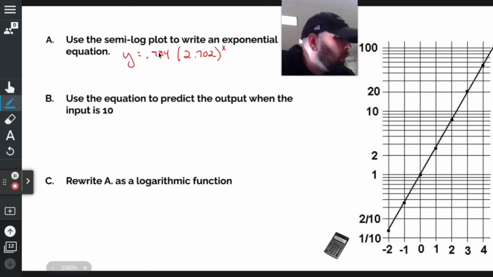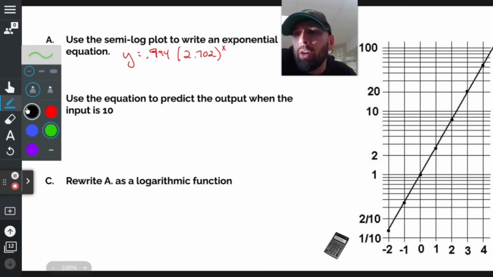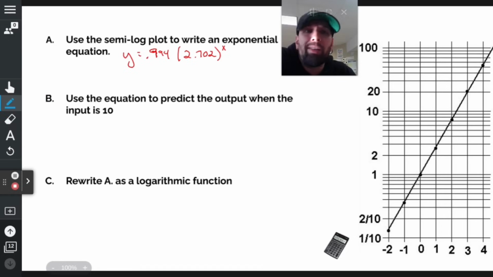Friends, even though I didn't say it, and even though it's not what we did, using the numbers that I chose, what we basically got is this is basically the same as this. Now, don't do this, although I'm allowed to because I created the problem. This is the same as y equals 0.994, which, if I'm estimating, is 1, times 2.702, which is awfully close to e. So this is basically y equals e to the x. Isn't that neat?